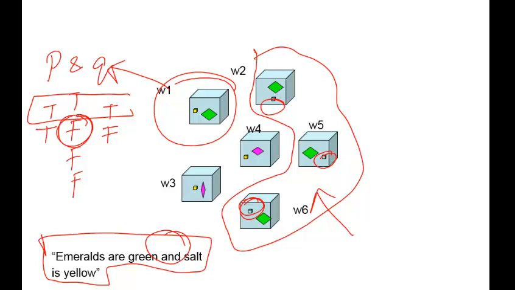So let's look at the next one. This would be the case where emeralds are not green and salt is yellow. So that looks like this case right here.